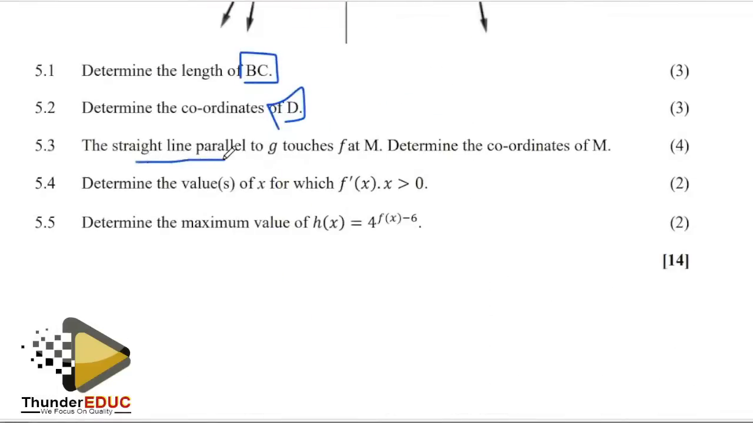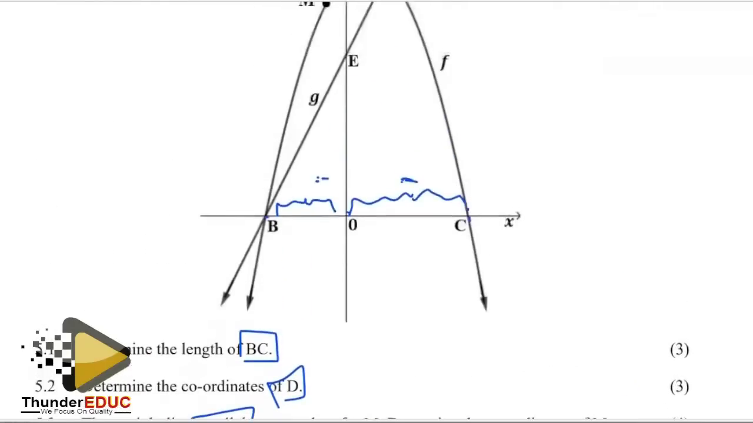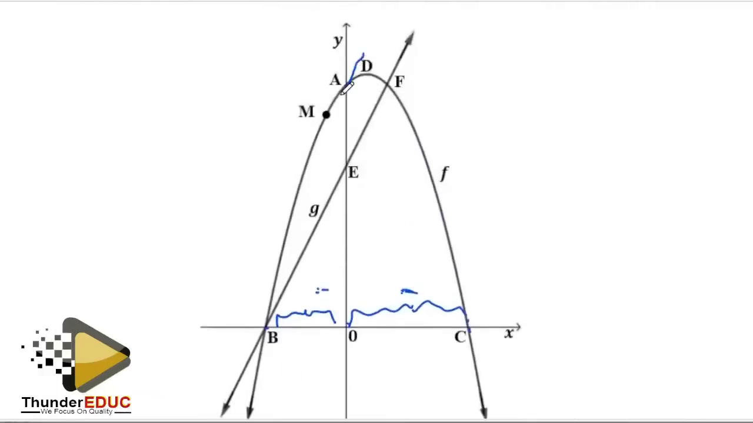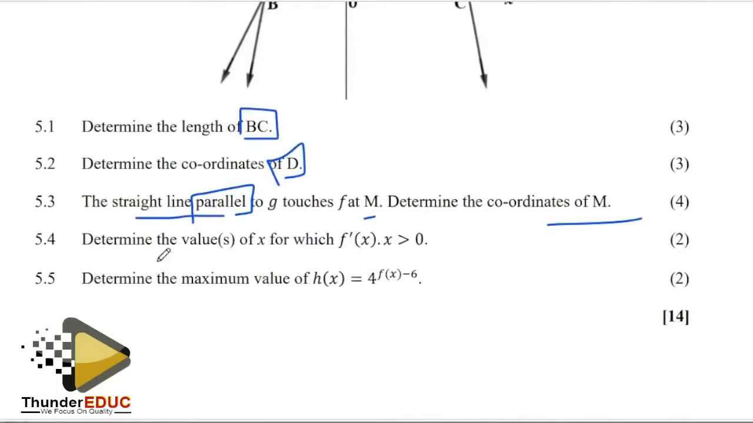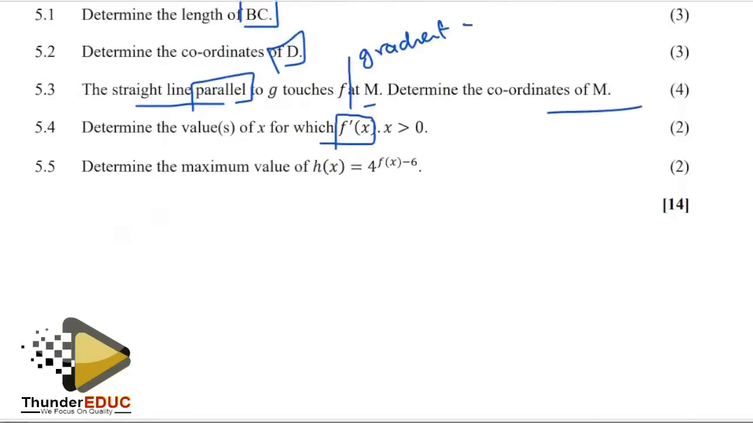Then there's a straight line that is parallel to G, touches F at M. Coordinates of M, calculus involved. There's some bit of calculus because we need the gradient. We know that with parallel lines, the gradients are the same. With perpendicular lines, the product of the gradients will give us a -1. Then when they ask for the values of x for which f prime, remember f prime is the first derivative, which focuses on the gradient. Okay, gradient. Then when they ask for maximum, you look at the turning points.